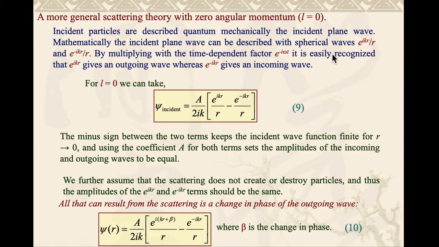So it is written as e raised to i kr divided by r and e raised to minus i kr divided by r. By multiplying with the time dependent factor e raised to minus i omega t, it is easily recognized that e raised to i kr gives an outgoing wave, whereas e raised to minus i kr gives an incoming wave. You just imagine that the target is the origin.